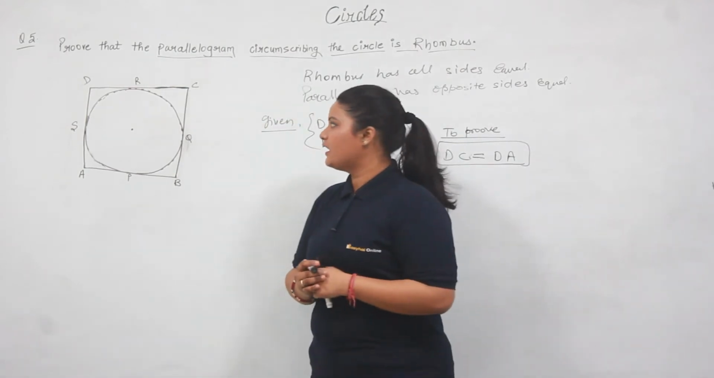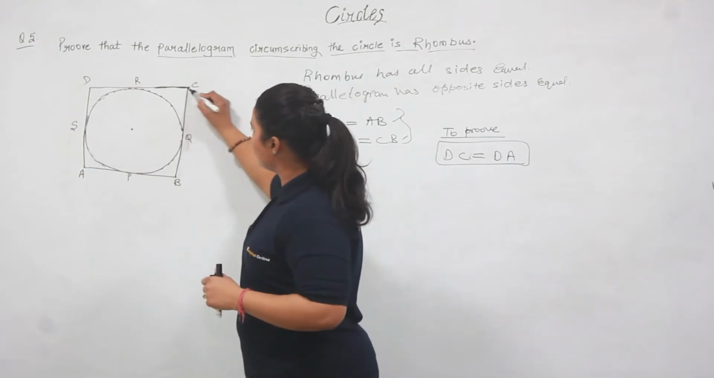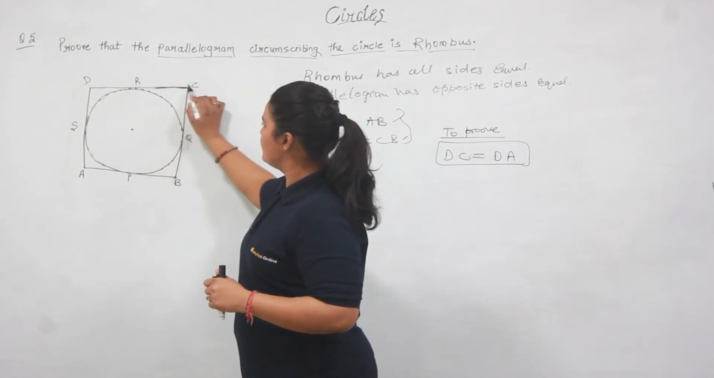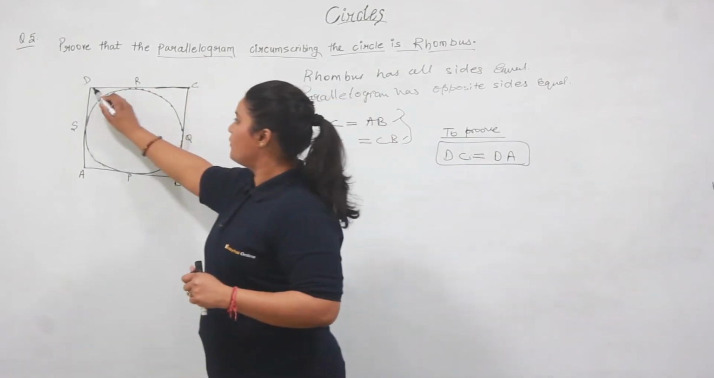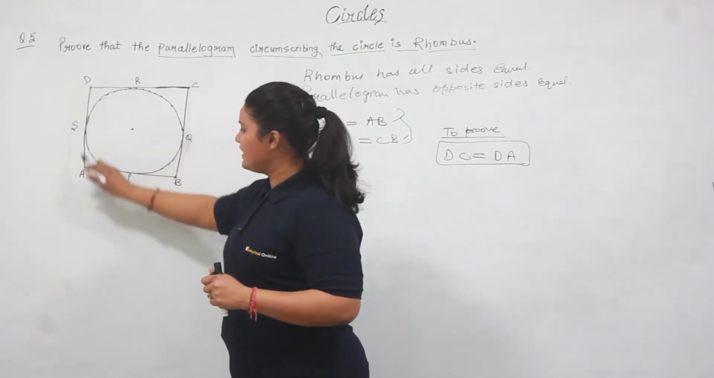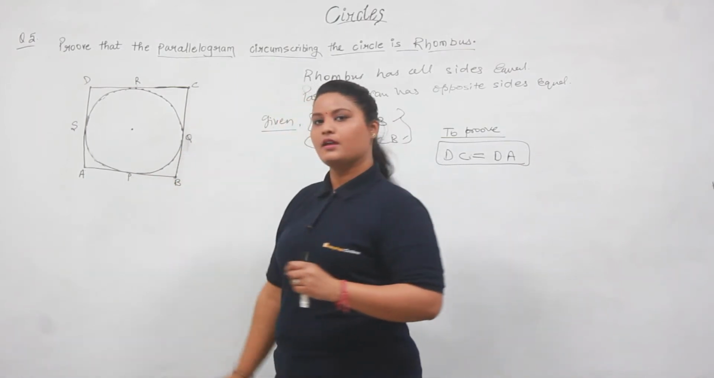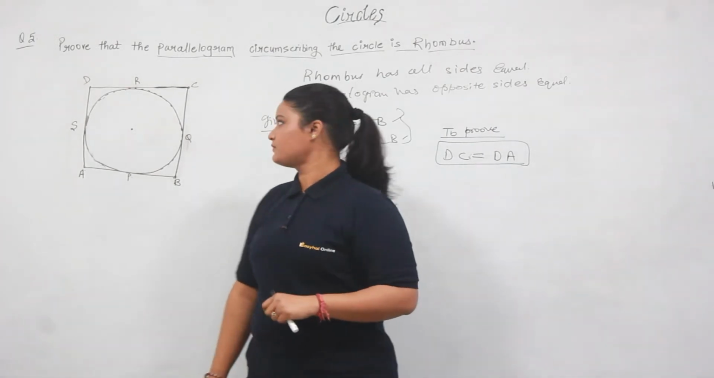Clear? Now come to the tangent part. Since there are many tangents from other points, like from point C there are two tangents, CR and CQ. From point D, DR and DS. From point A, AS and AP. And from point B, BP and BQ. These are the tangents from 4 different points.